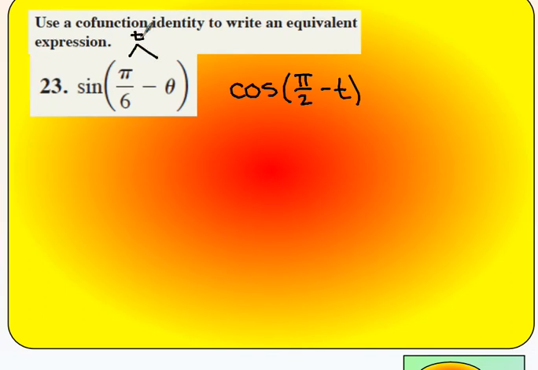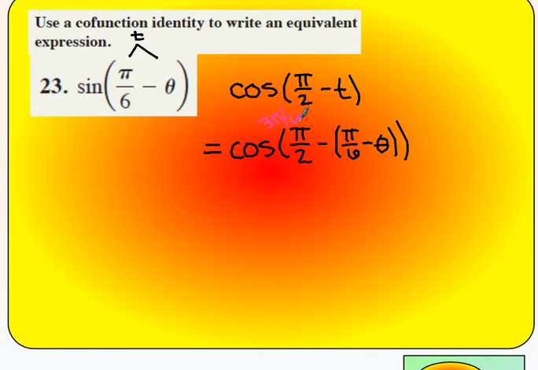So as I write this in, when I get this, I'll end up with equals our cosine value of pi over 2 minus t, which we're going to rewrite in here as pi over 6 minus theta. Okay, and then we just have to do a little bit of algebra, find a common denominator. So pi over 2 is the equivalent of 3 pi over 6. So I have a common denominator.